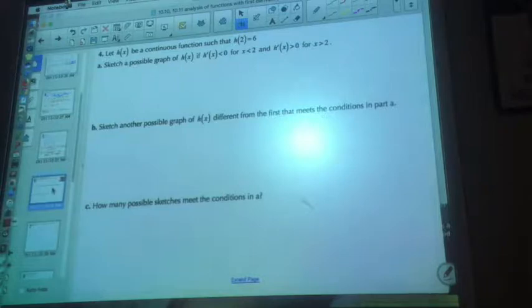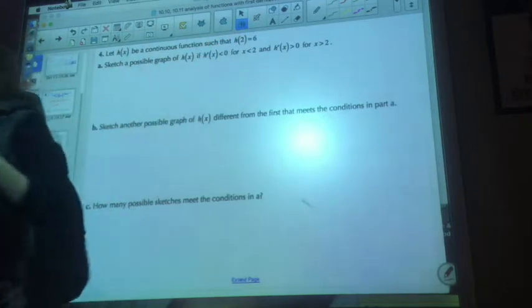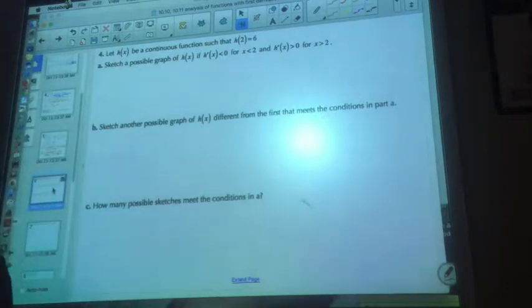What I want you guys to do is try A, B, and C. And you'll notice that A just says sketch a possible graph of h of x, and it gives you some information. It also tells you that h of 2 is 6. So your graph, in all honesty, will probably look different than the person next to you, and that's totally fine. Does that seem okay with everybody? Yeah? Okay, go ahead, try 4.